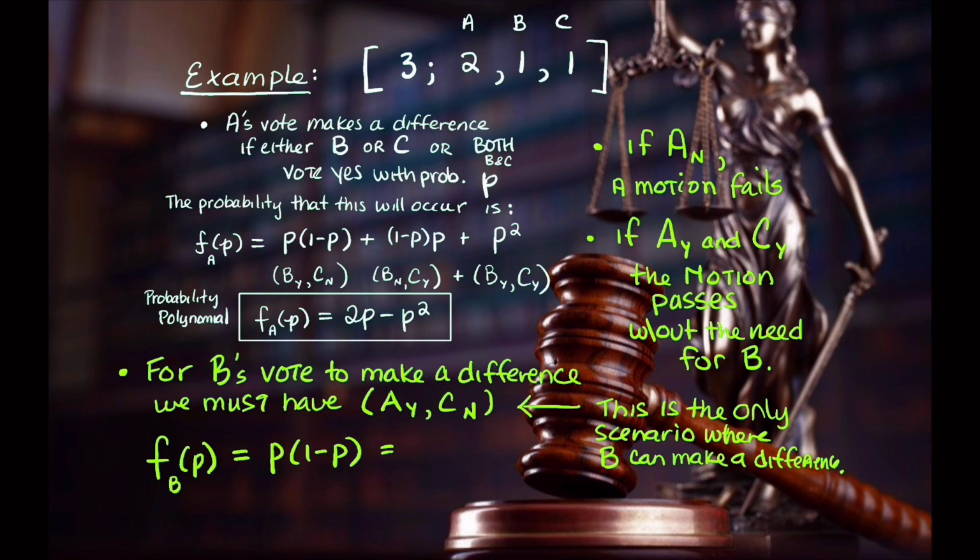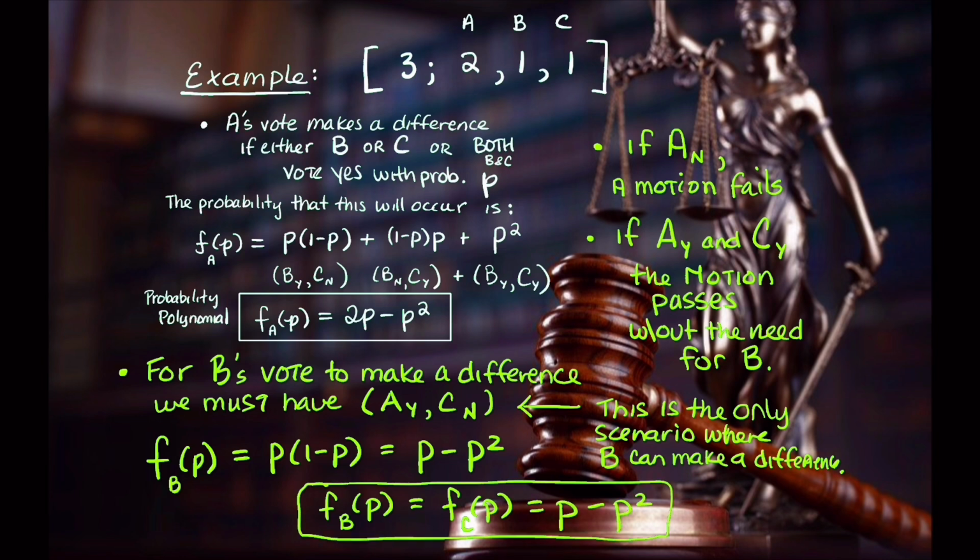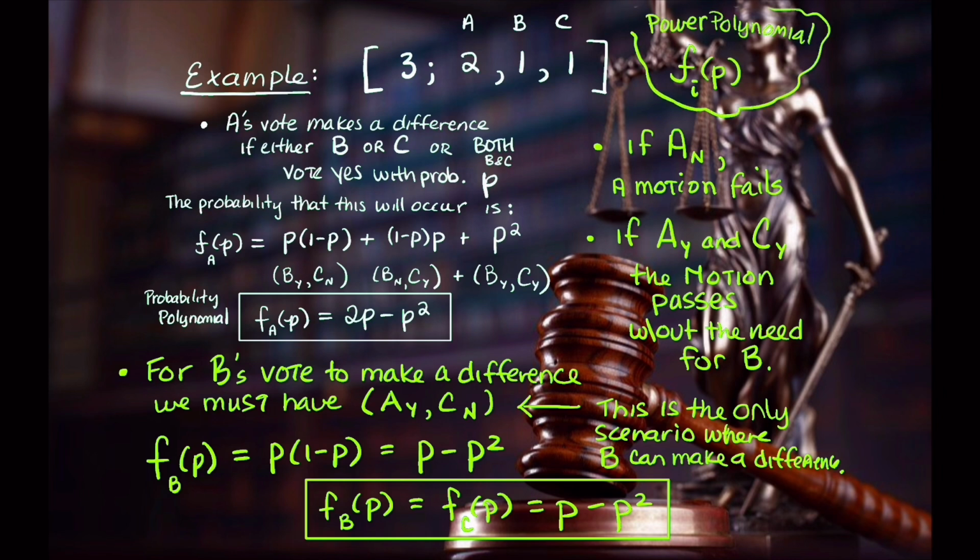So now we can plot out the polynomial for player B as p minus p squared. And by symmetry, we note that this is the same value we'll get for player C. So both player B and C have the same power polynomial. Since this function takes on a range of values, it would be nice if we could assign one value to measure the voting power.